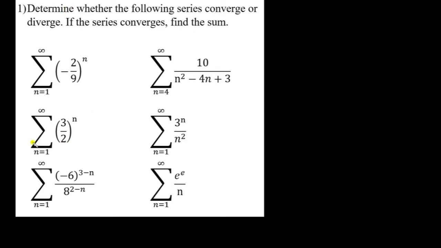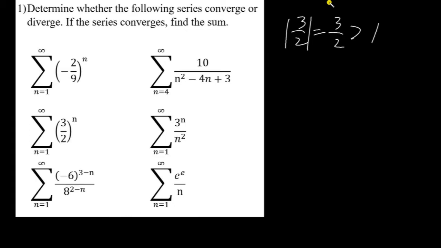Next one, right? This guy right here. This is a very, very simple one. It looks very similar to this. So it is a geometric series. I remember earlier on I said if the absolute value of the common ratio, the stuff that's inside the parentheses, is greater than or equal to 1, then the series is going to diverge, otherwise it's going to converge. So in this case, we have 3 halves, and the absolute value of 3 halves, which is 3 halves, is greater than 1.